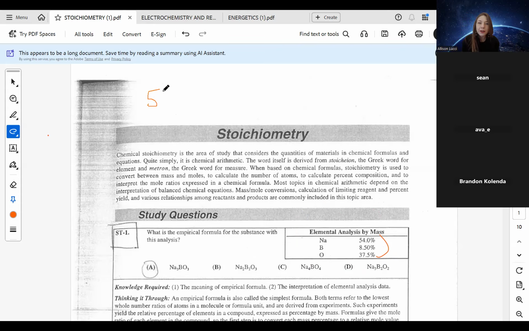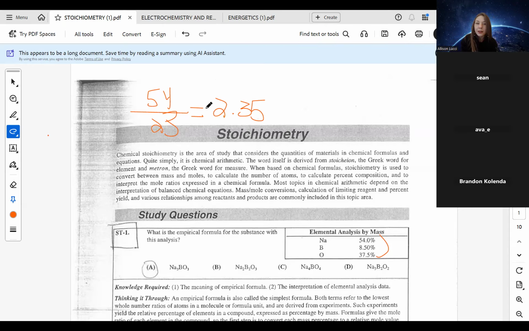What we can do here is divide 54 by the molar mass of sodium, since we have 54% sodium, so that's about 23 grams, right? 22.99. And then we would find out a ratio of moles, one to another. So say we divide 54 by 23, we get about 2.35 for our amount of moles.